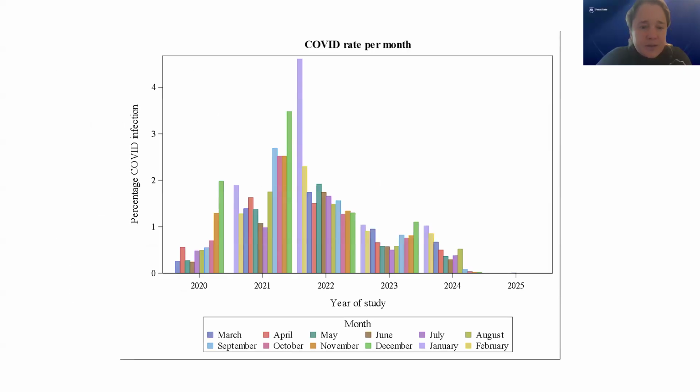And this is from the EHR too. I just thought it was interesting to see the COVID rate per month over time. You can see that January 2021 is by far the highest number of COVID diagnoses in our cohort. This is really when vaccines rolled out, but it wasn't until a few months later that vaccines started being recommended during pregnancy.